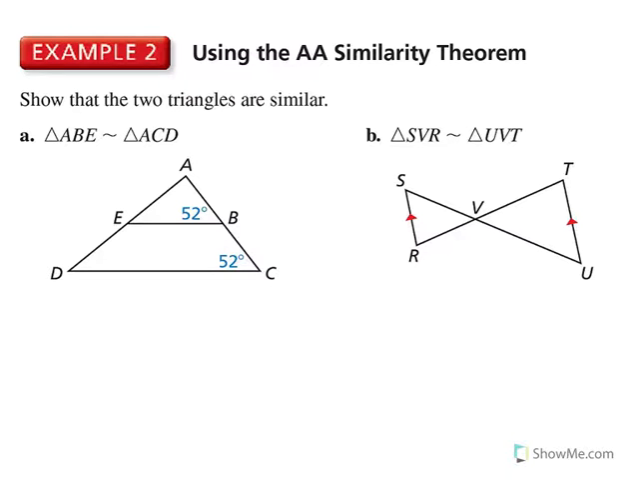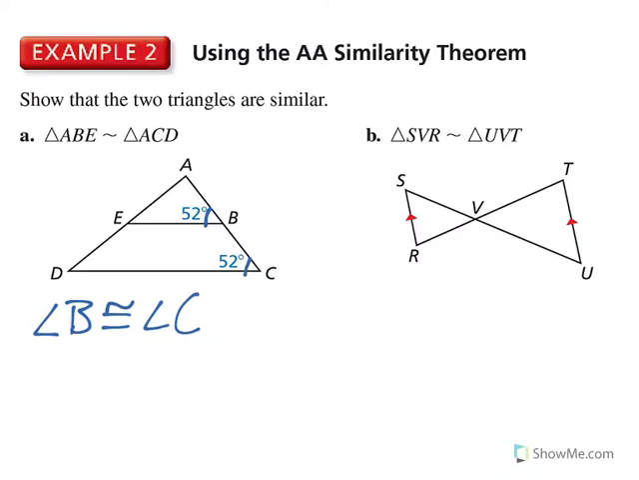As we look at example 2, it just says show that the two triangles are similar. They give us a similarity statement already. We just need to be able to show why we would know that's true. First, in this diagram, you can see we have two angles that are both 52 degrees. So angle B is congruent with angle C. But in order to use AA similarity, we need two congruent angles.